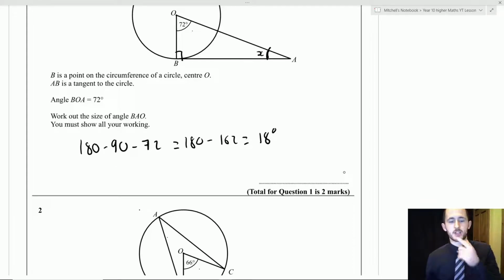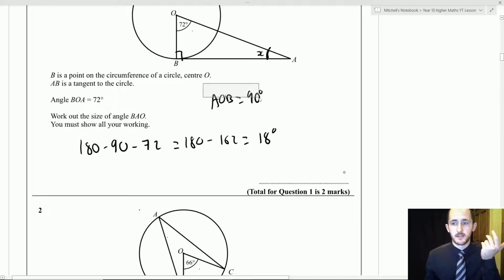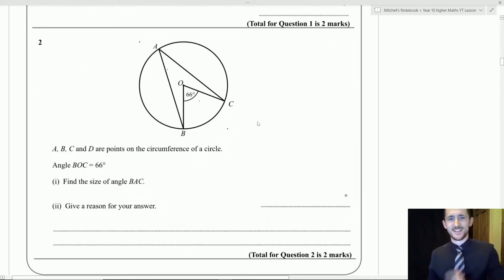In fact, that's actually why circle theorems are really tricky for GCSE, is a lot of the mark schemes have no explanations. They'll just write something like angle AOB equals 90 or whatever, and they won't explain it, so students don't know how they get that. So you don't actually need to write the rule. But for the next question, we do.